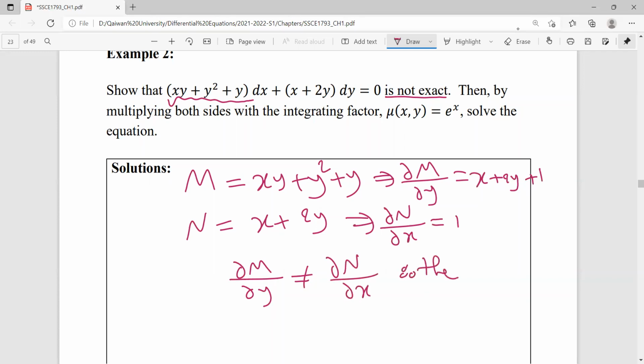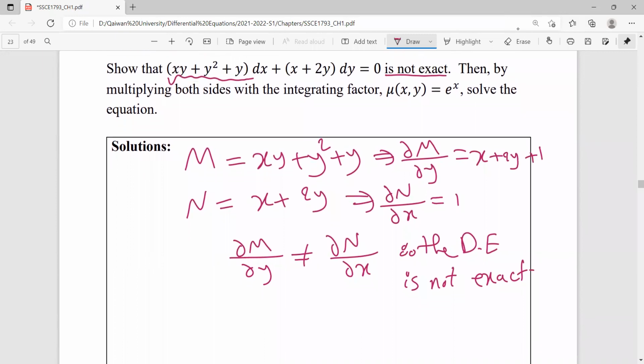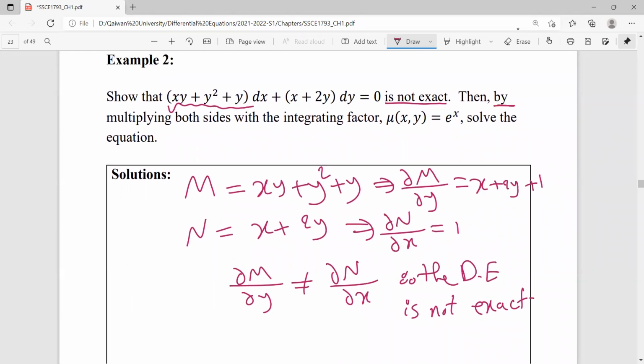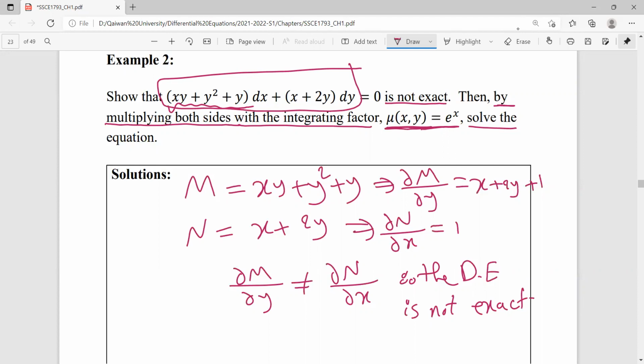So the differential equation is not exact. It says show that this differential equation is not exact. That's just for exactness. If partial m by partial y doesn't equal partial n by partial x, it means the differential equation is not exact. And then it says by multiplying both sides with the integrating factor mu of xy, which equals e to the power x. That means if we multiply both sides of this equation by e to the power x, we get that the differential equation is exact, and then we solve it.